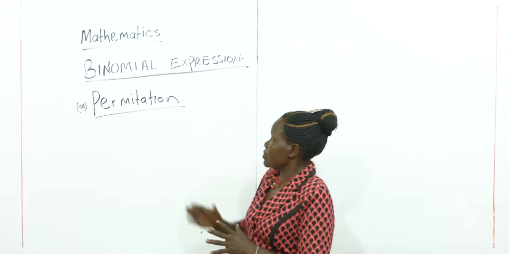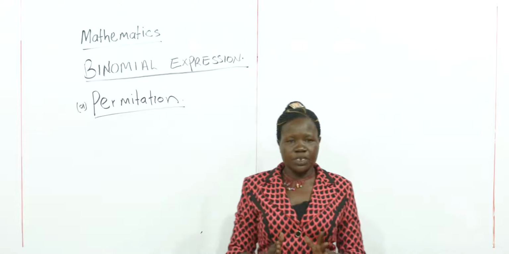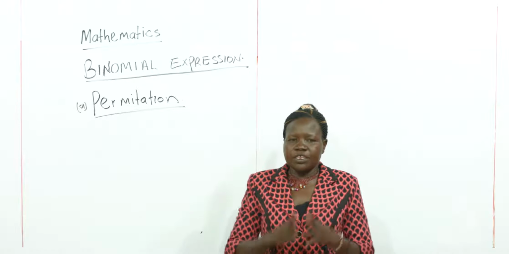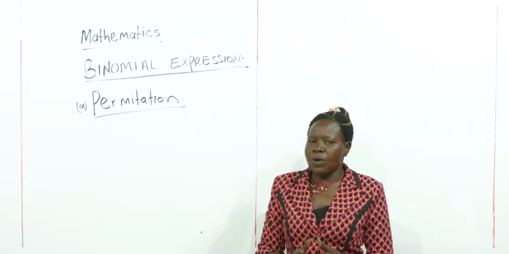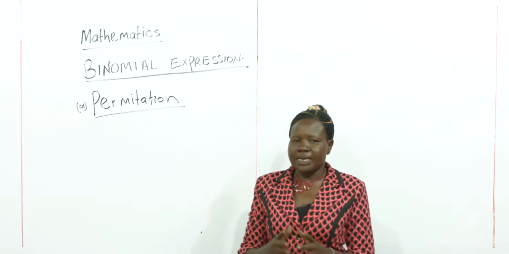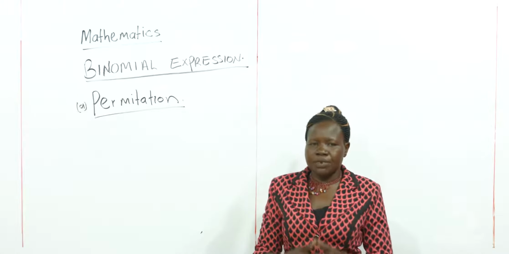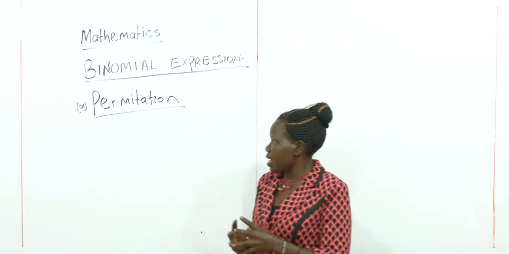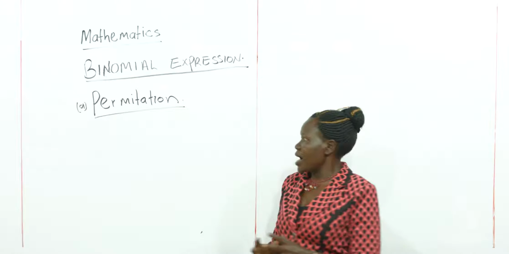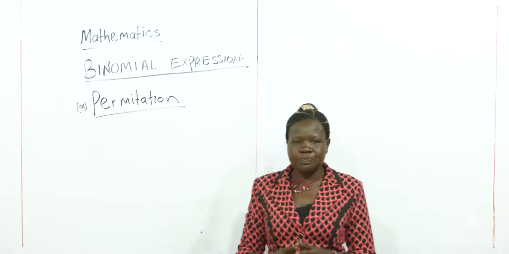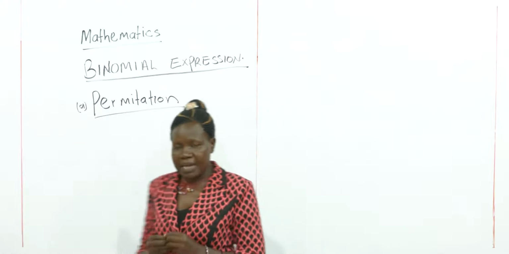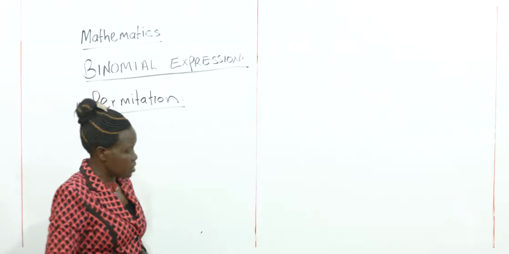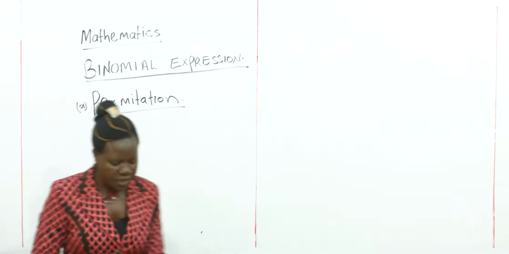Because we cannot rush straight to introduce a binomial expression, or how to express any algebraic terms in a binomial, when we don't know what binomial means and what makes a binomial expression. So the two concepts, or the two terms that come together, that we always call the components, one of them is permutation. We need to understand what we mean by permutation. Permutation in this case is referred to as what? Any arrangement.